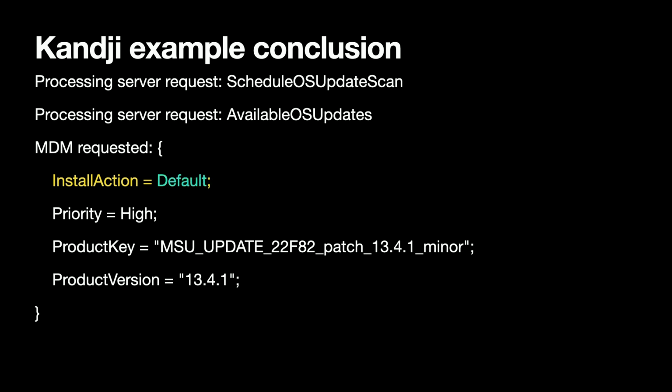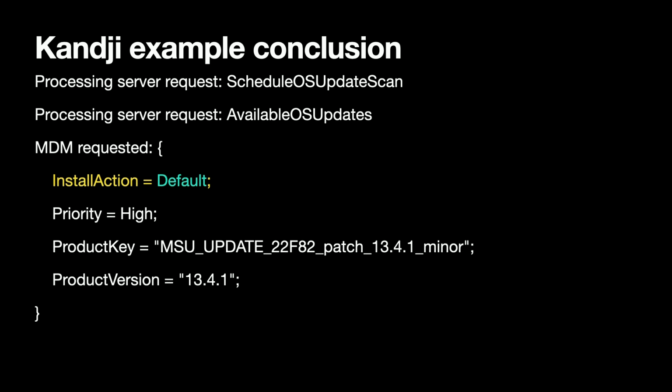Then it issued an install action, and they use the default. The documentation states that default is the install ASAP. So you can either specify install ASAP or you can just send default, and that's the one it'll choose. And they provided both the product key and the product version, which I thought was interesting.